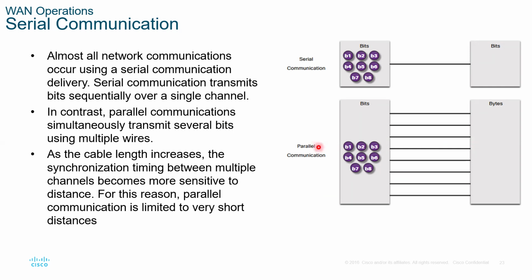Only for short distances. And I think that is why serial communication is mainly recommended, because parallel is not reliable. As the cable length increases, the synchronization timing between the multiple channels becomes more sensitive to distance. For this reason, parallel communication is limited to very short distances.